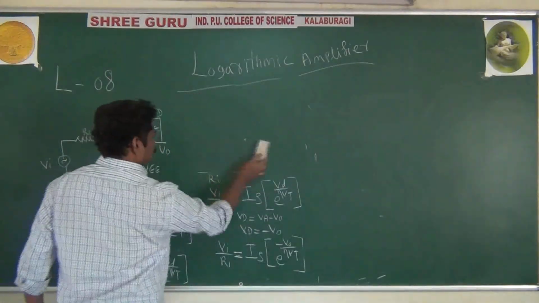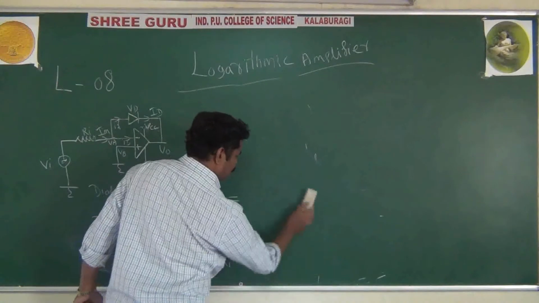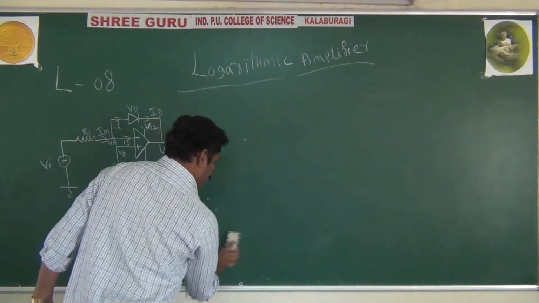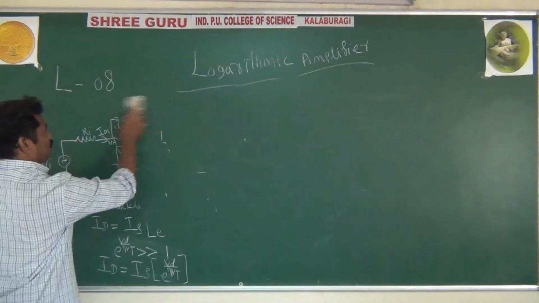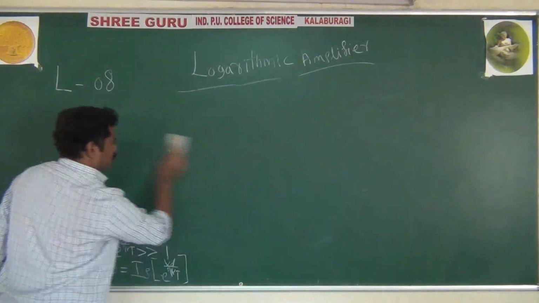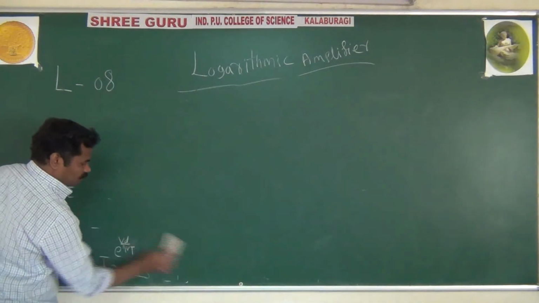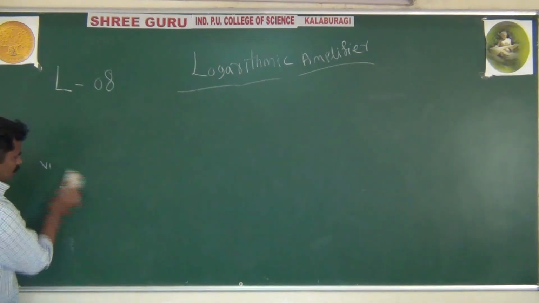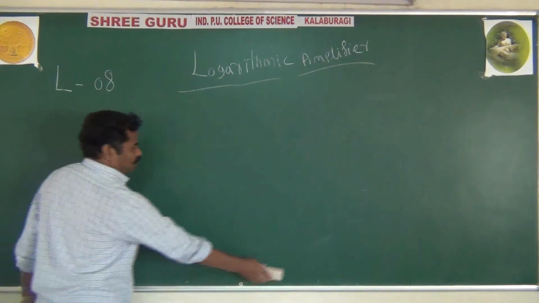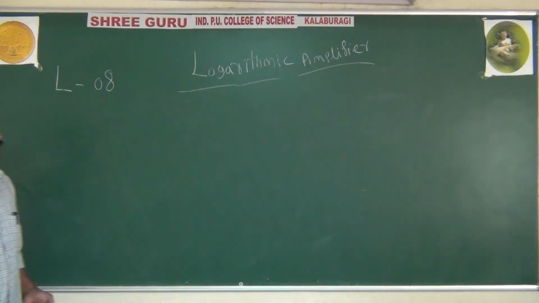We go for the anti-logarithmic amplifier. As I said already, there is a very small change between the logarithmic and anti-logarithmic amplifier. What is that change? Now you have to connect the diode in the input side. The remaining is similar to the logarithmic amplifier. Once again we are using the diode equation here.